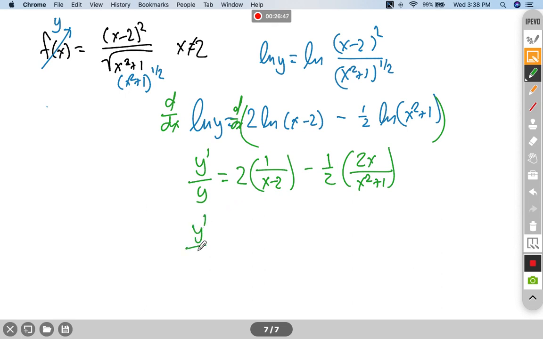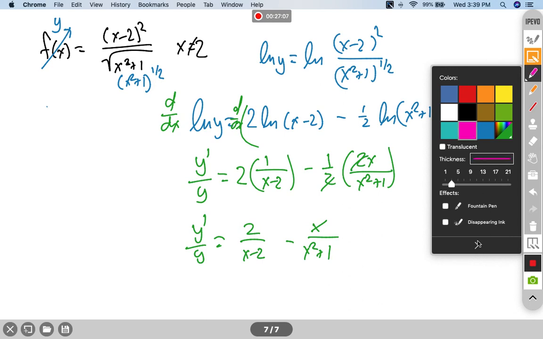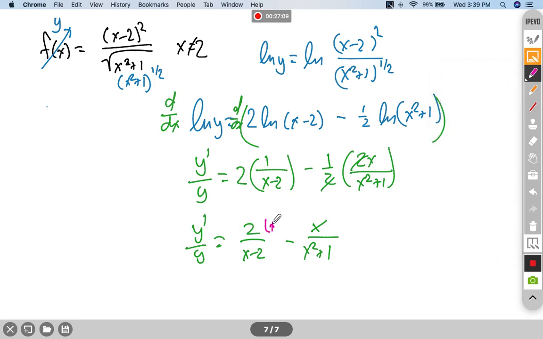So I'm just going to play with this side a little bit. 2 over x minus 2 minus x over x squared plus 1. So we'll make a common denominator here. So we'll multiply by x squared plus 1, x squared plus 1, x minus 2, x minus 2.